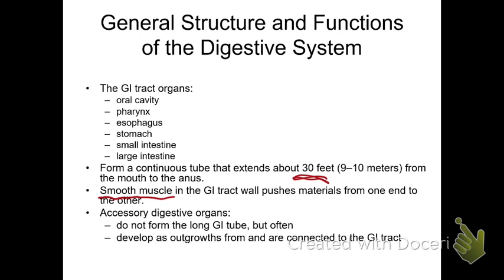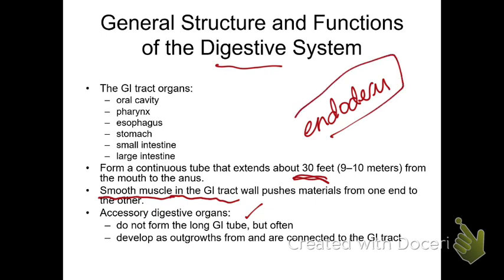But after that, the digestive system quickly becomes a structure surrounded by smooth muscle. Now, at the other end, at the anus, there's once again skeletal muscle. And then, like I said, the accessory organs do not form the tube itself, but are developed off from, or are offshoots from, the digestive tube. Recall, too, we discussed in lecture that the digestive system is largely derived from the endoderm, right? Remember that inside layer of the early gastrula.